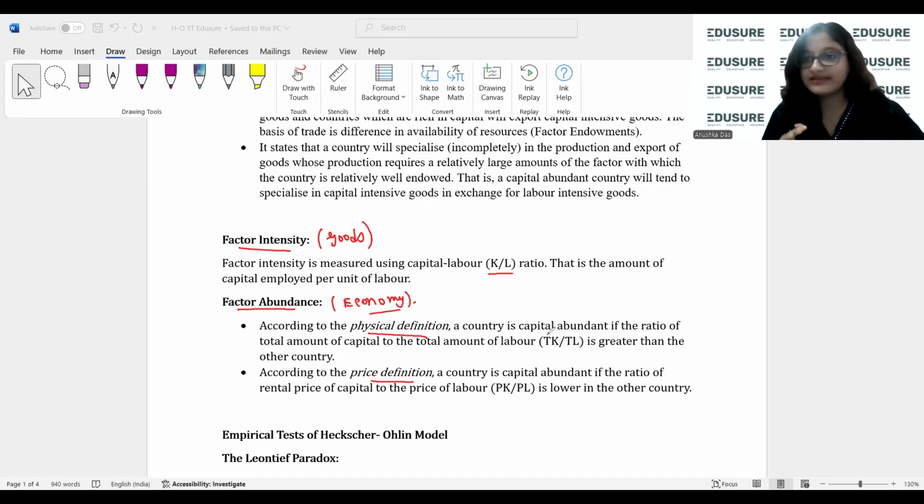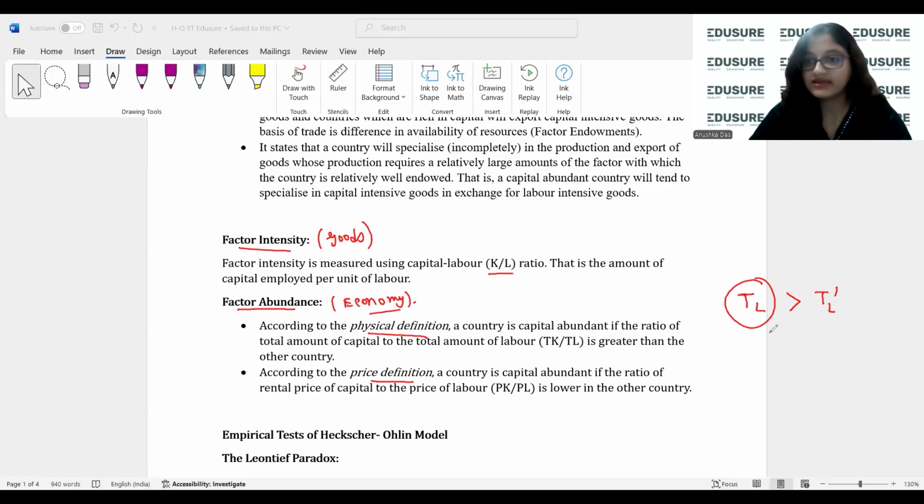So if you are a serious candidate and you're preparing for this exam for a long time, please go into the details also, because that is the absolute foundation of this topic. This is a revision session, so I'll stick to the summary version of it. So factor abundance, in the case of the physical definition, tells you that if the total physical amount of labor present in your economy is strictly greater than the total physical amount of labor present in some other economy, then your nation will be labor abundant.